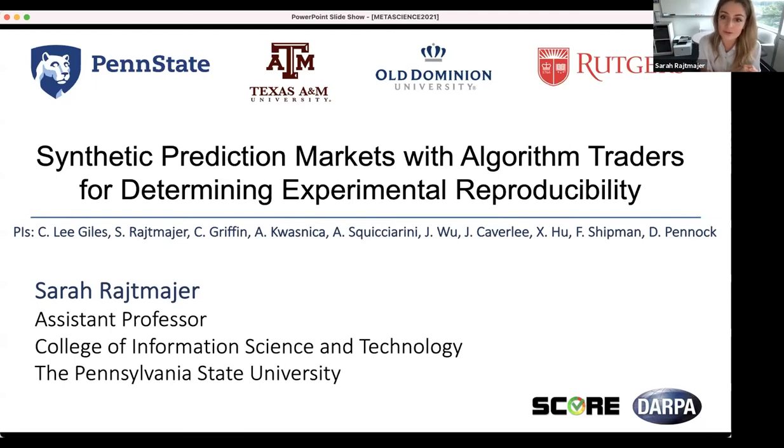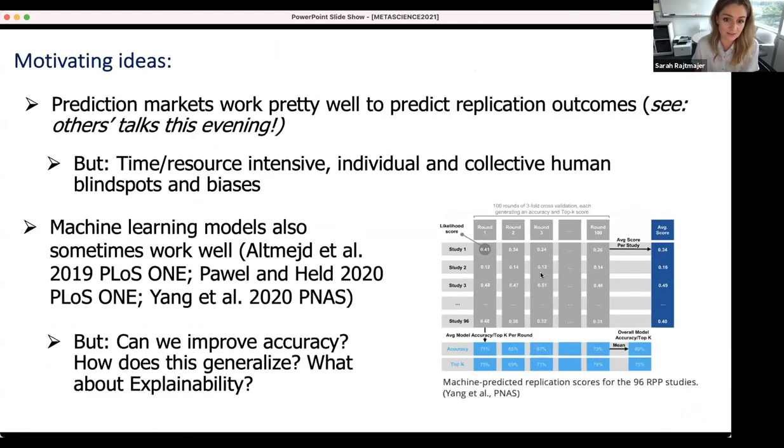Both are taking different approaches, both based on knowledge graphs. But I will focus on this approach, the groundwork for which was nicely laid by Anna's talk. We were very much motivated by the success of the prediction markets that Anna described. They work pretty well to predict replication outcomes, but they're time and resource intensive, and they are subject to some limitations with respect to just the scope of information available to the participants, and maybe some biases that they could bring.